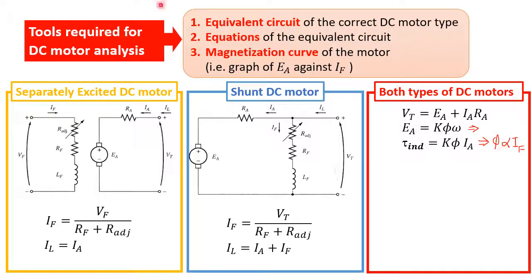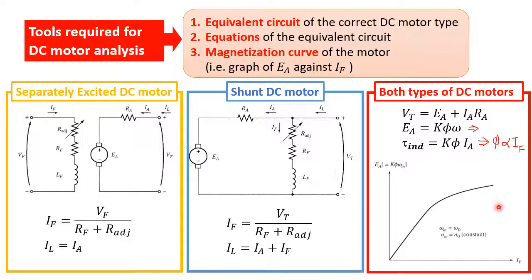So the third thing we need to analyze the DC motor is a magnetization curve, which is a graph of EA against IF. This is an example of a magnetization curve. On the x-axis is the field current, on the y-axis is the induced voltage, and the graph follows the shape of the BH curve: as you increase the field current, EA will increase, but after a certain point there will be saturation in the machine, so when you increase the field current, EA will not increase as much.